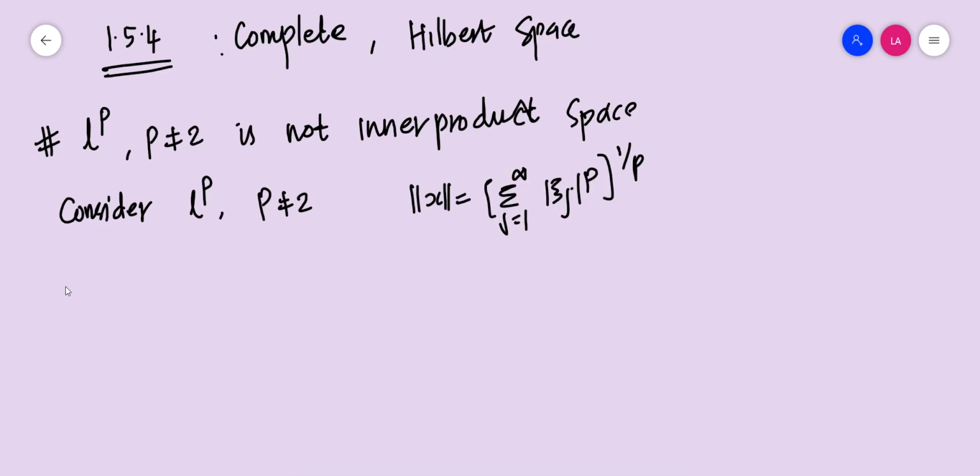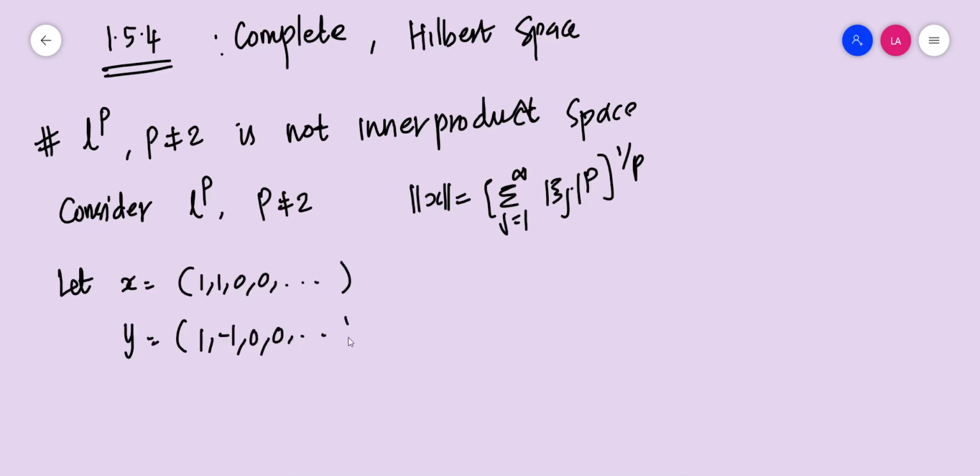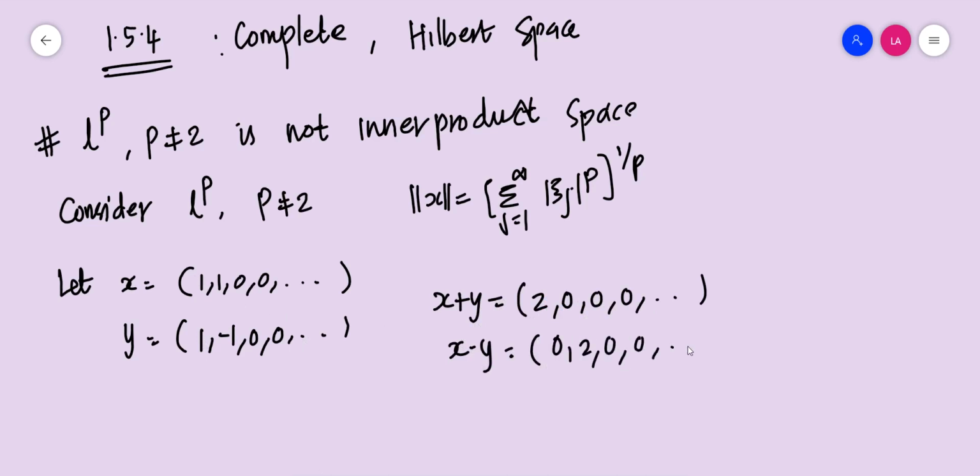So take an element x equal to (1, 1, 0, 0, etc.) and y equal to (1, -1, 0, 0, etc.). These are two elements. Here x plus y, adding component-wise, is equal to (2, 0, 0, 0, etc.). And x minus y is equal to (1-1 = 0, 1-(-1) = 2, 0, 0, etc.), that is (0, 2, 0, 0, etc.).